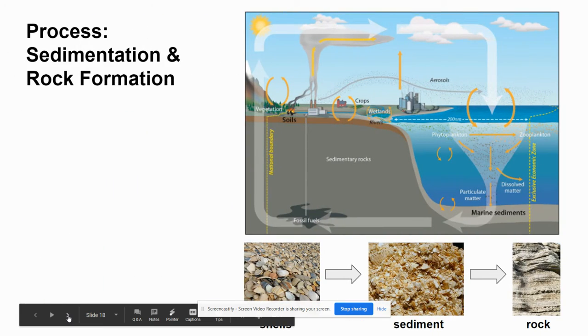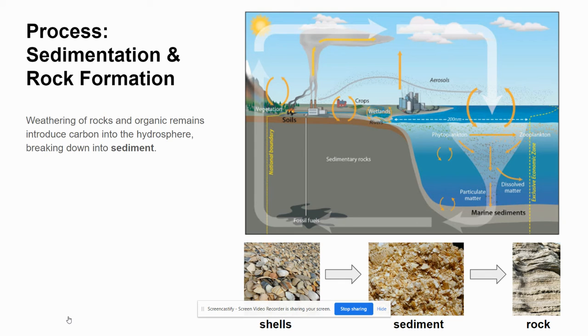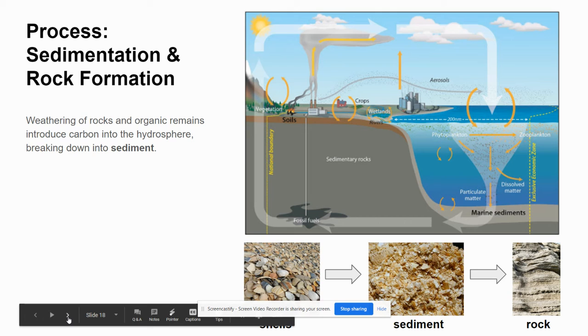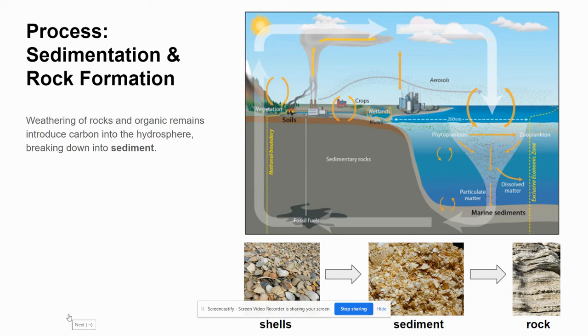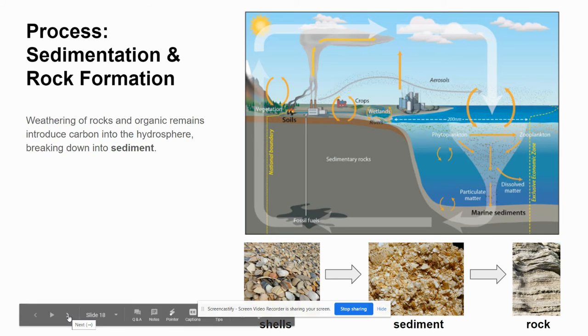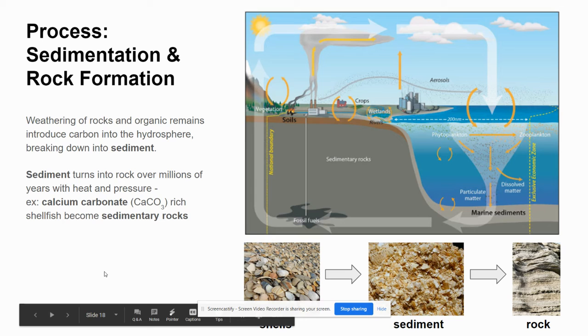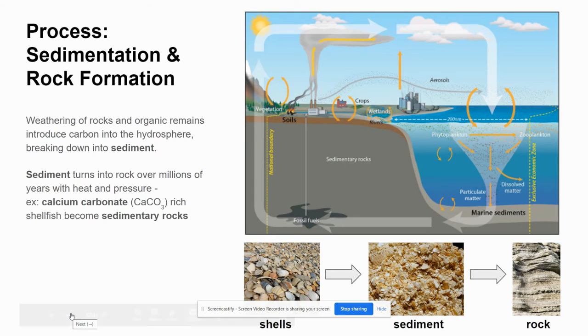The next process is the sedimentation and the rock formation. Weathering of rocks, that is the breaking down, and organic remains introduce carbon into the hydrosphere, breaking down into the sediments. So as the rocks, as you can see in the picture, they are breaking down, and they are going in the hydrosphere, and further they break down into the sediments, and sediments turn into the rocks over millions of years with heat and pressure.